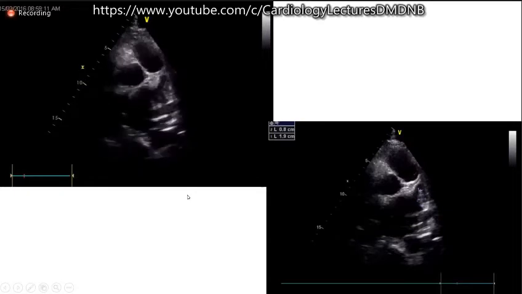Do you know in which view we see the left atrial appendage in the transthoracic echo examination? Any one of you? Sir, in the short axis view, tilting slightly towards the left shoulder. Very good. At the aortic valve level, with a slight tilt towards the left shoulder, we can bring out the appendage very well. Excellent. What is the other view?